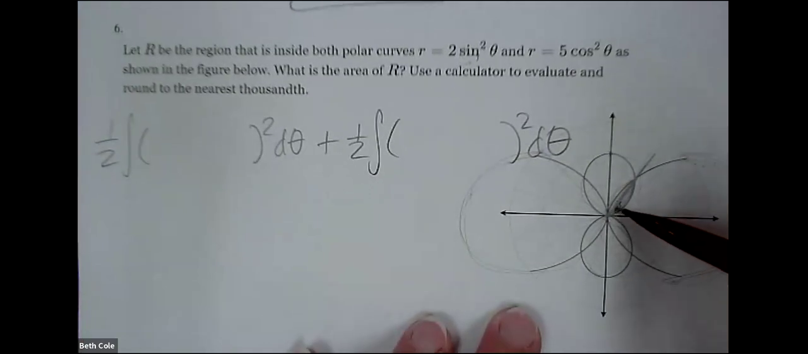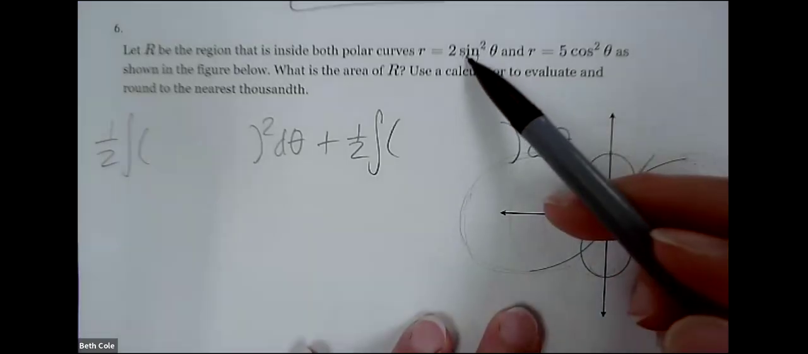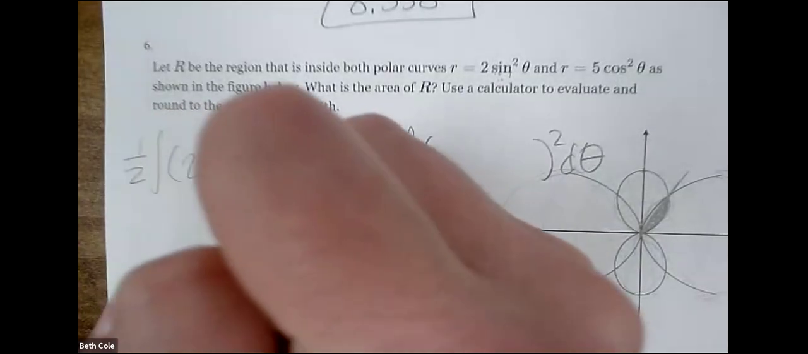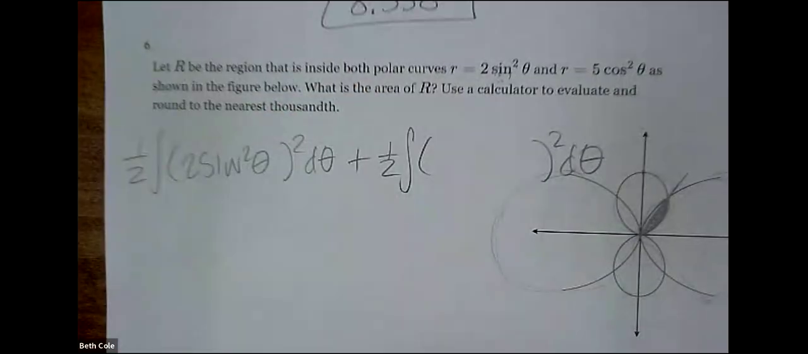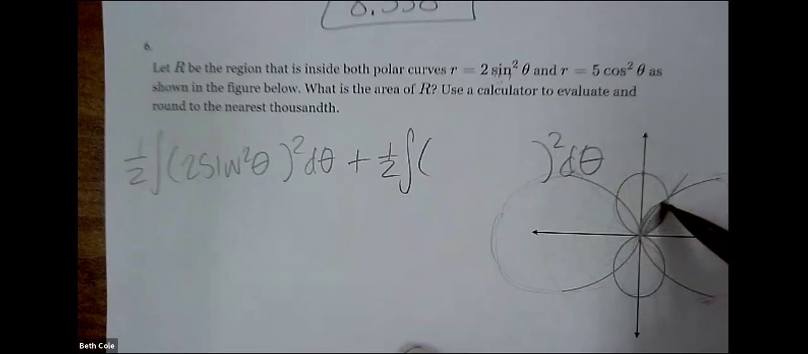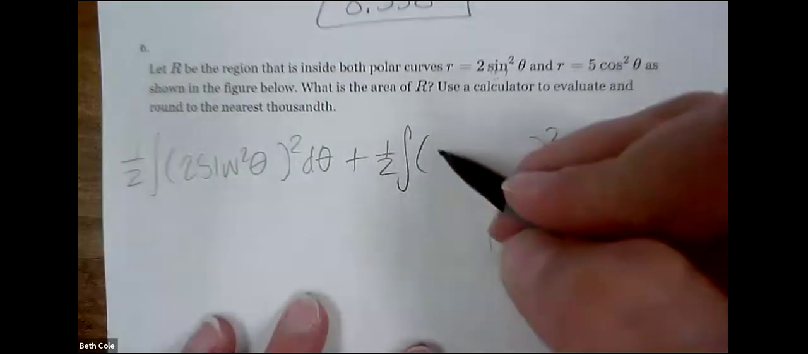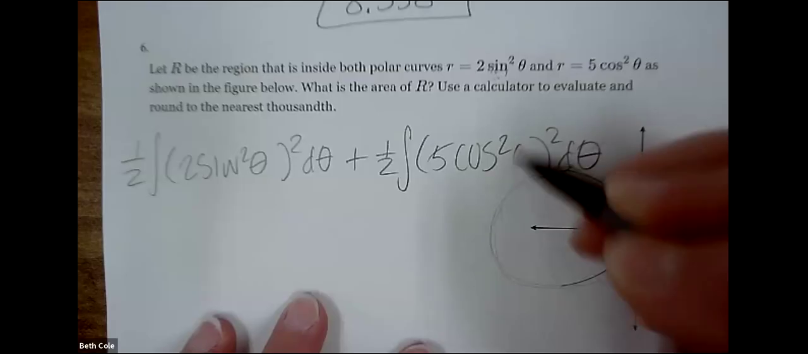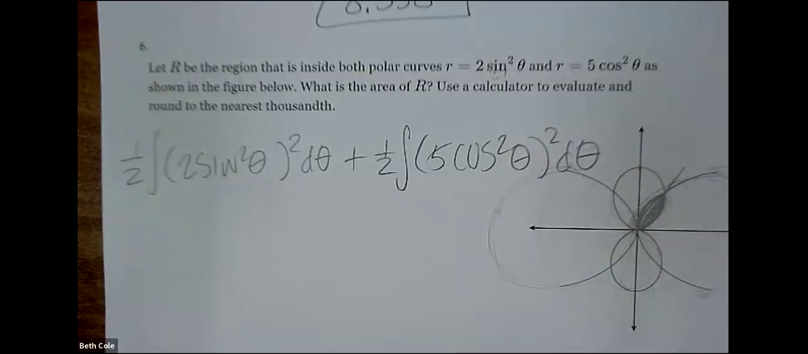Let me point to it. We're going to do this area first. That's the part that follows the 2 sine squared. So that goes there. And then the other half of the leaf is the one that follows, yeah, this one, the 5 cosine squared. That wasn't that bad. We figured out which one goes where.